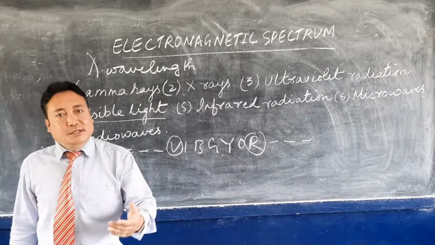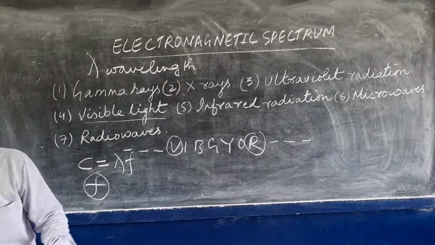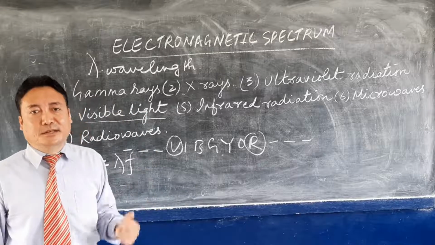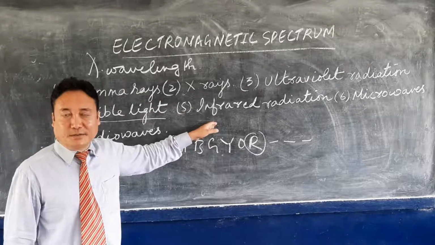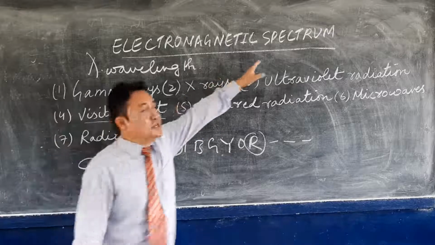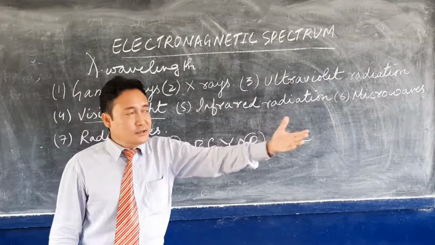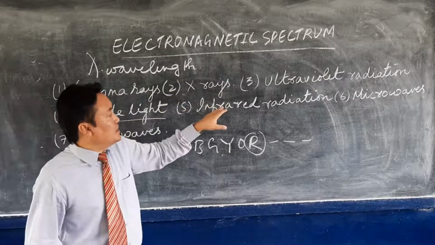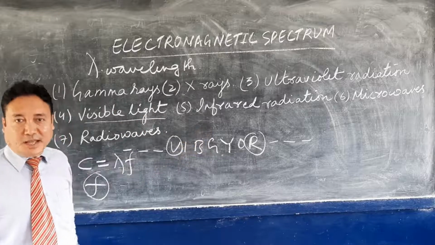Now, characteristics of the electromagnetic spectrum. There are various characteristics. These electromagnetic waves do not require any material medium for their propagation, because they are associated with light. Remember that all these are associated with light. That is why they are known as the spectrum. Though they are not visible, only the visible light we can see. Gamma rays, X-rays, ultraviolet radiation, all these are invisible, but they are associated with light.